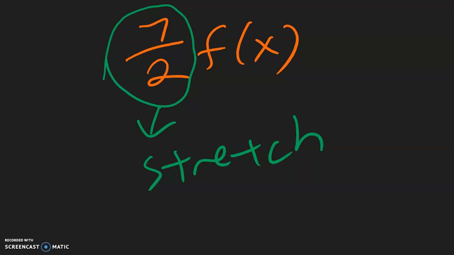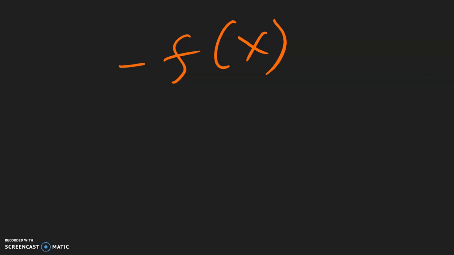And we don't have a reflection because this is positive. In this example, all we have is this negative sign, which tells you it's going to be a reflection over the x-axis. But because we don't have a number that's being multiplied in front of this, this does not stretch or compress. So all we have is a reflection.